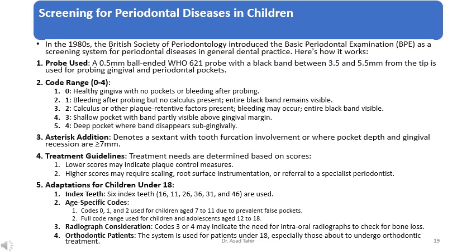Asterisk addition denotes a sextant with tooth furcation involvement or where pocket depth and gingival recession are greater than or equal to 7 mm.